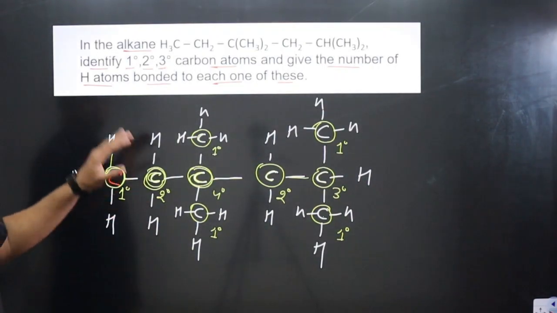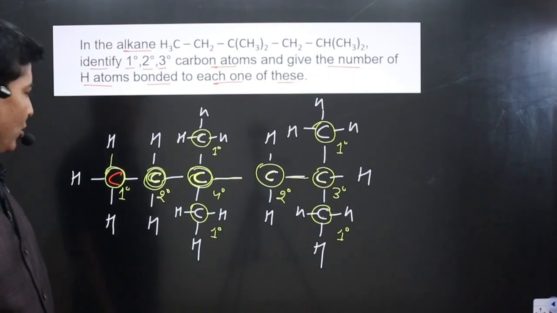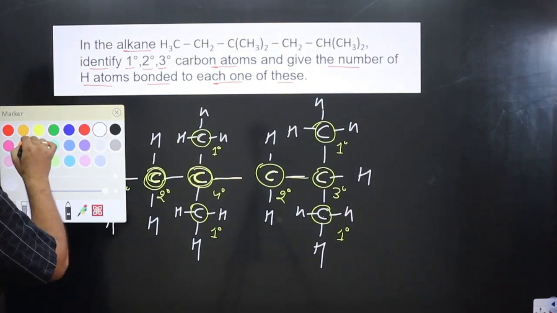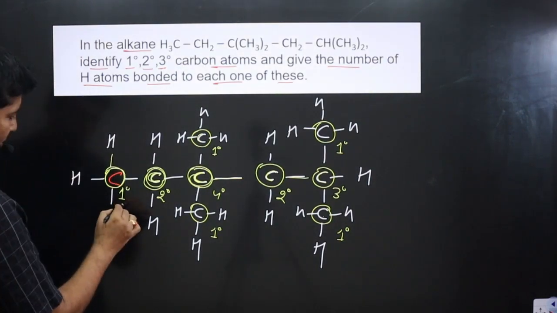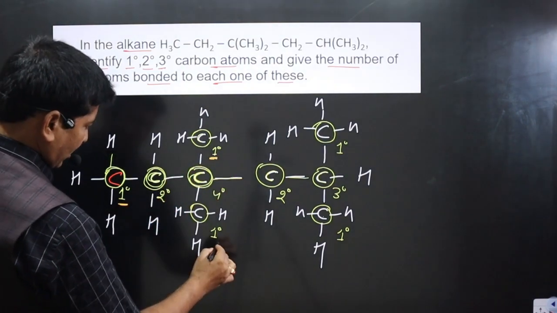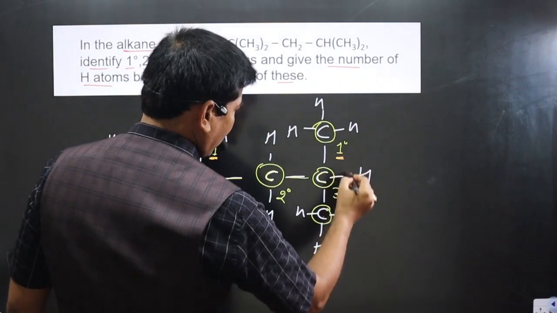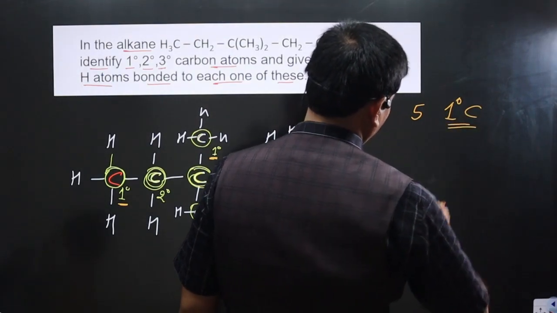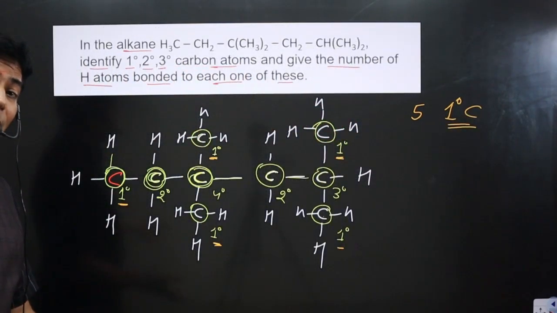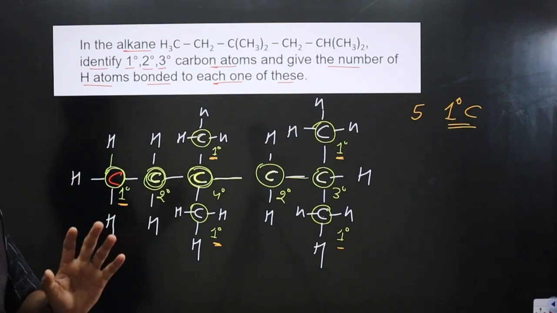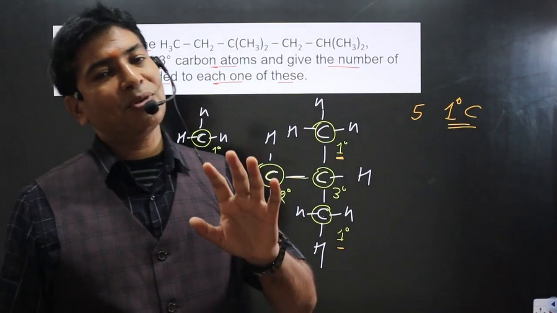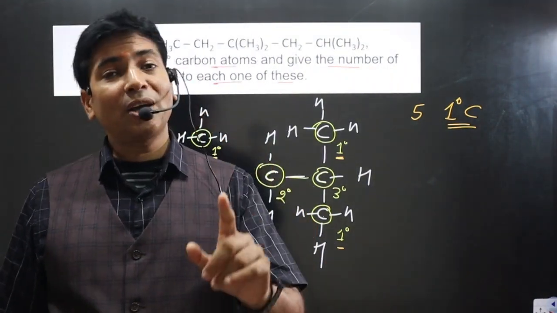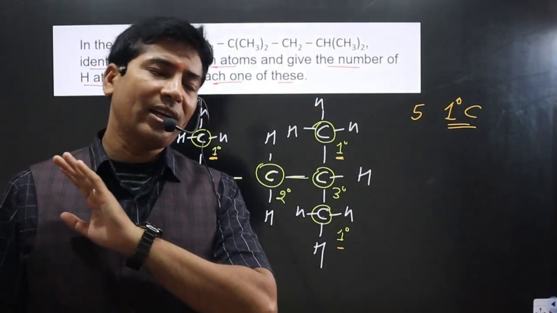Now we calculate the number of hydrogen atoms. So you can see how many primary carbons are there. Let me change the color so that we can identify. It is 1, it is 2, it is 3, and it is 4, and it is 5. So you can see we have 5 primary carbons. In 5 primary carbons, we can calculate the number of hydrogens. Keep in mind, a primary carbon will always have 3 hydrogens. A secondary carbon will always have 2 hydrogens. A tertiary carbon will always have only 1 hydrogen, and a quaternary carbon will not have any hydrogen.